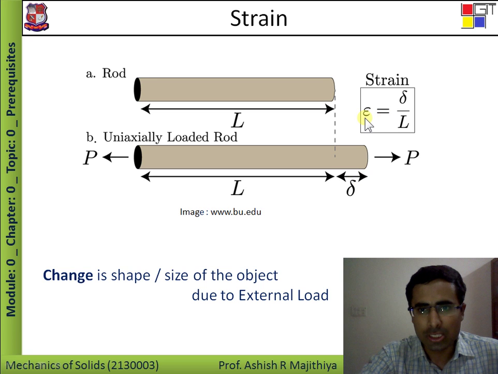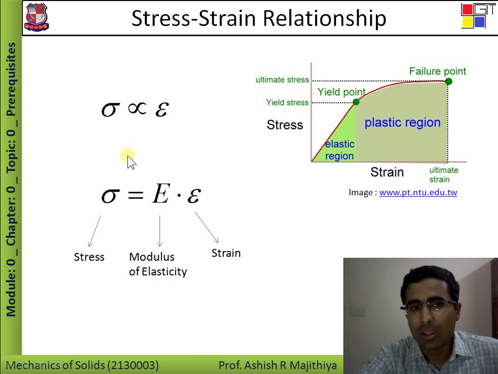The calculation of strain is equal to delta upon L. What is delta? Delta is change in length. The original length was L, but after the application of external force, now the length is delta. So change in length upon original length. This is called strain. So strain is nothing but the change in shape or size of the object due to external load.